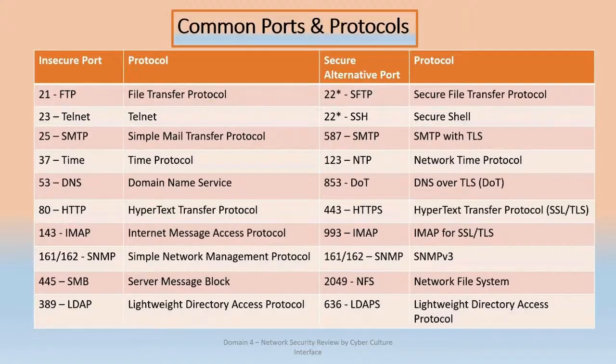Port 853, which is domain name service over TLS, which is a secured version of port 53. Then we have port 443, which is the HTTPS secured alternative to port 80, and like that 993. 161 for SNMP, 2049 for network file system, 636 for LDAPS, lightweight directory access protocol. So these are common protocols and the associated ports.